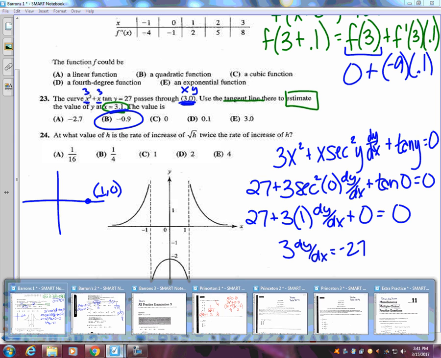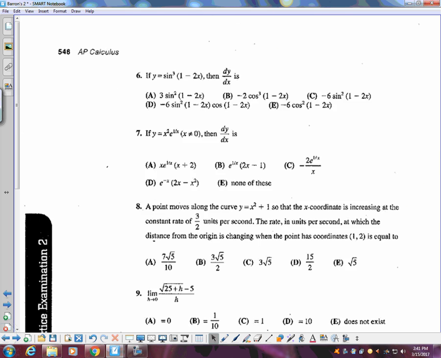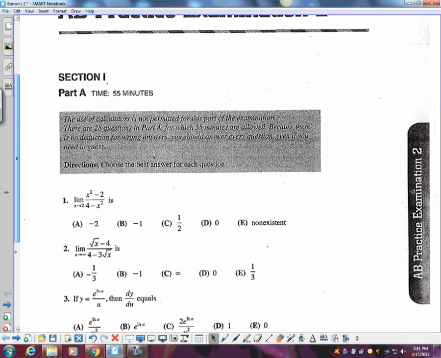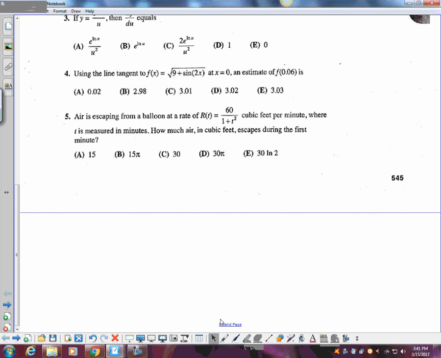Okay, what do we say? Baron 2. All right, here we go. Use the line tangent to that at x equals 0 to find an estimate of f of 0.06. Got it? Everybody sees the word estimate.